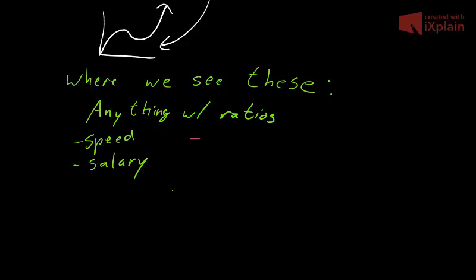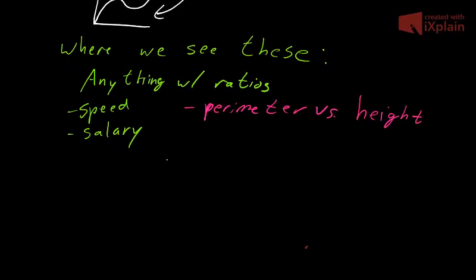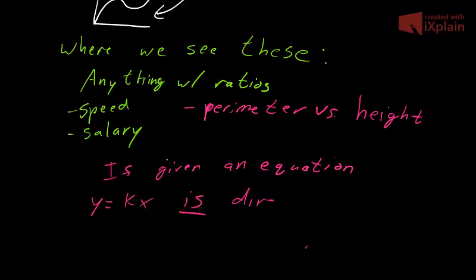And that's not the only place you'll see it. You also see it in geometry. So some places you'll see in geometry is a lot of relationships there. So perimeter versus the height of a square, for example, would be a direct variation. And we'll see these actually a lot. So again, what we want to look for is if we are given an equation, y equals kx is direct and everything else not.